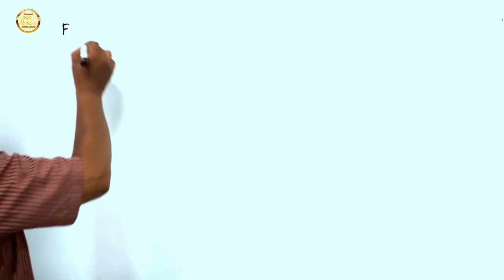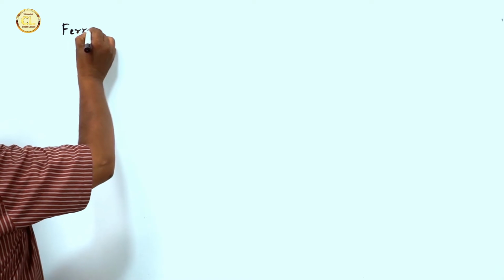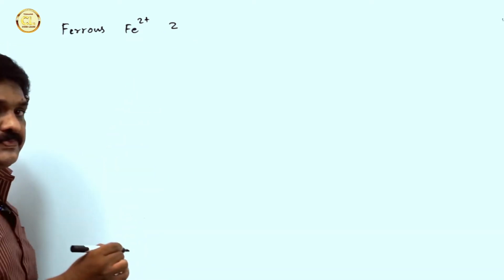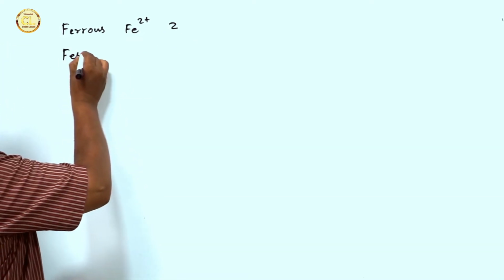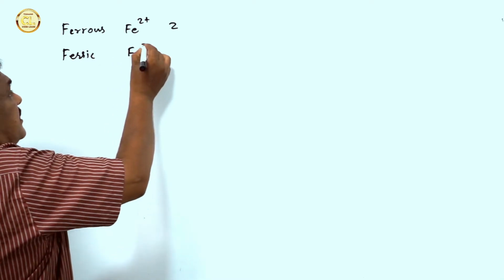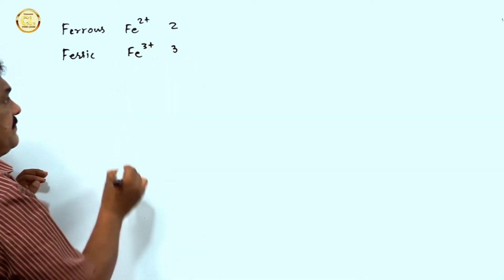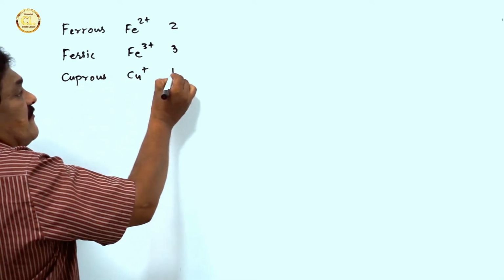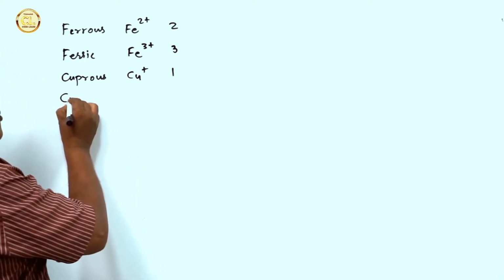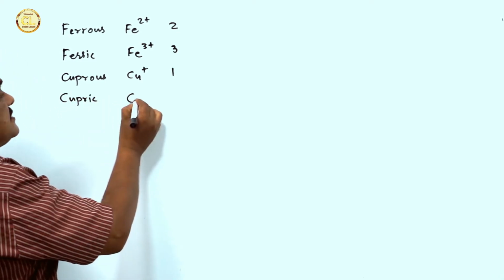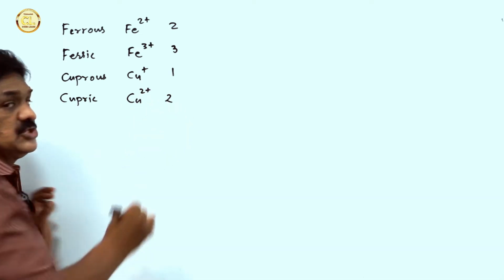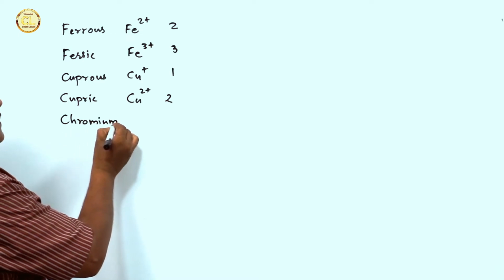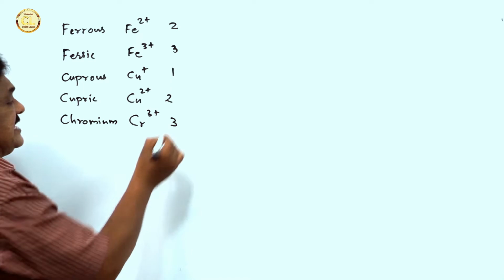Ferrous ion, Fe2 plus, valency is 2. Ferric, Fe3 plus, valency is 3. Cuprous, Cu single plus, valency is 1. Cupric, Cu2 plus, valency is 2. Chromium, Cr3 plus, valency is 3.